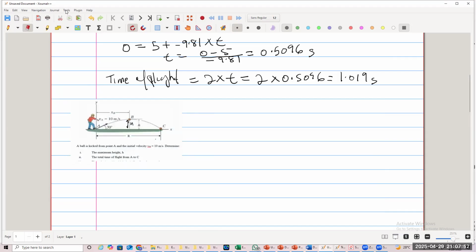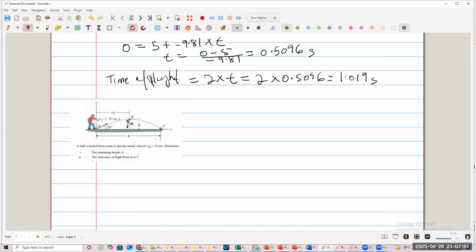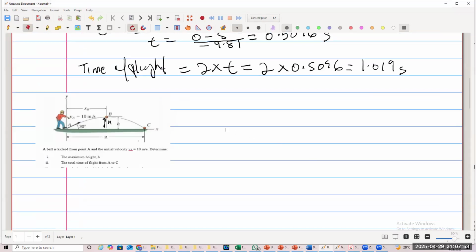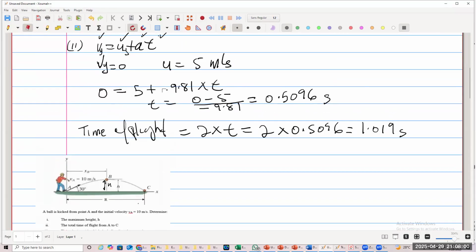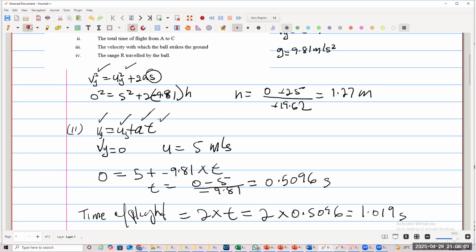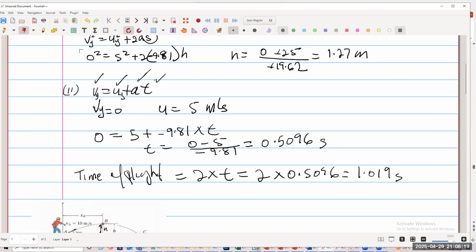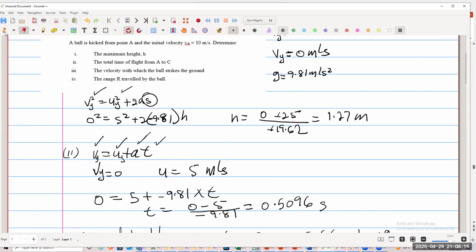Can you see that? Maybe I can't see it. Let me make it a little bit bigger. All right. So the range. What else do they ask of us now? They ask us for the velocity with which the ball strikes the ground. How did we work out the velocity with which it strikes the ground a while ago? It's the same thing.